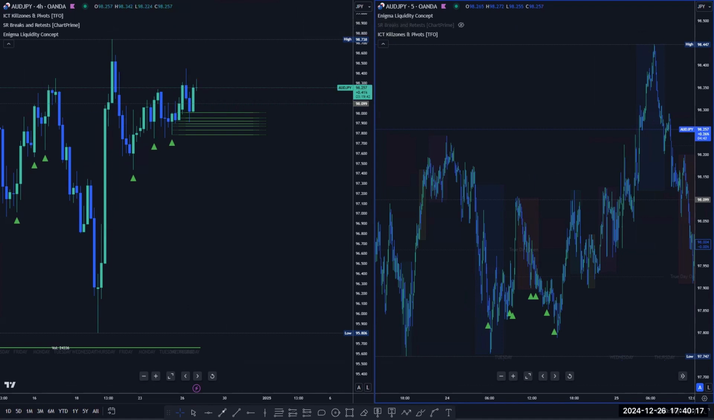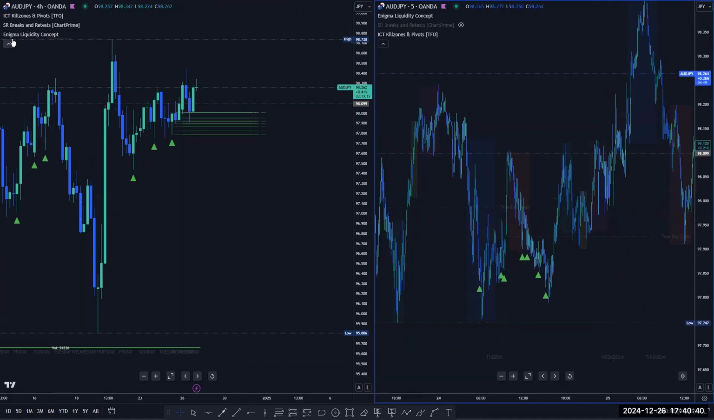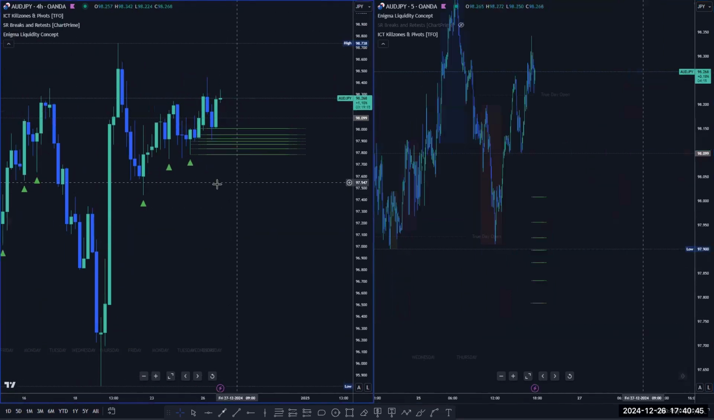Today, I would like to present you with the new indicator that I recently published in TradingView. It's called Enigma Liquidity Concept. Today, I'm going to break down the idea behind it, the understanding, and how you can use it to gain consistency in the market. The Enigma Liquidity Concept strategy is based on working with two time frames.